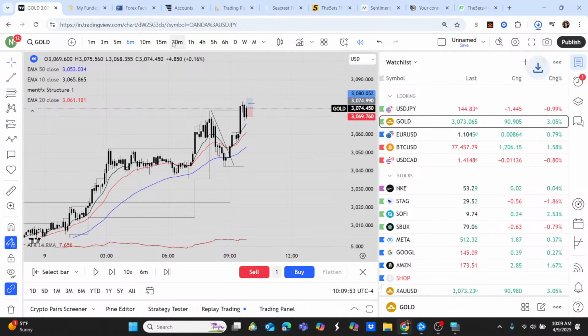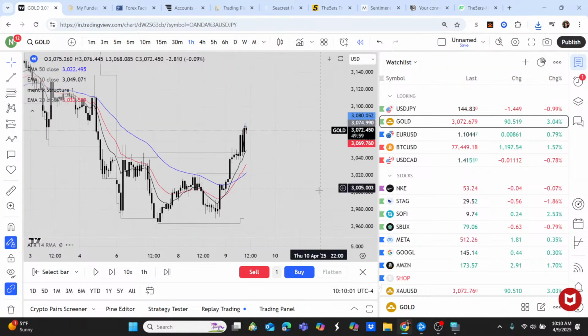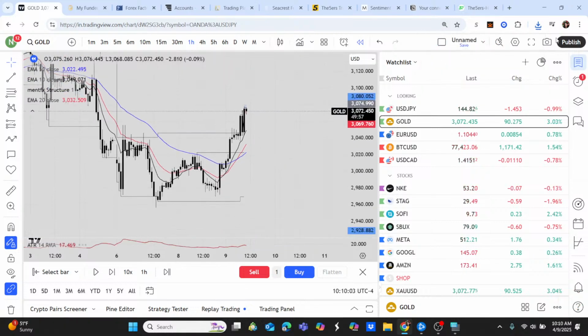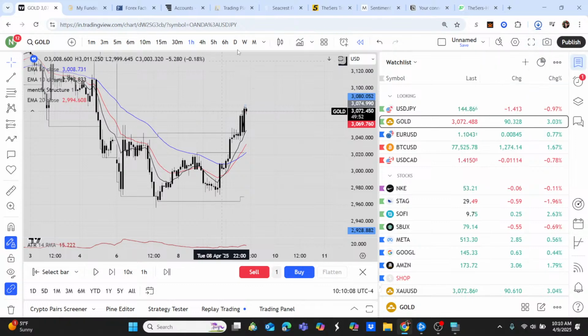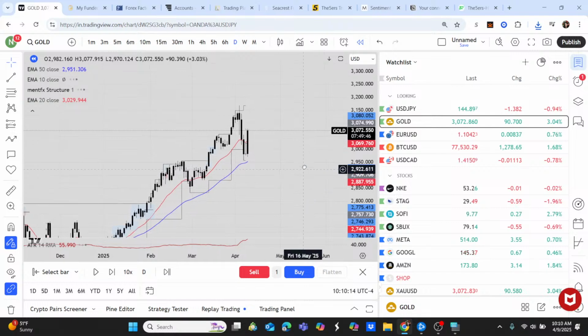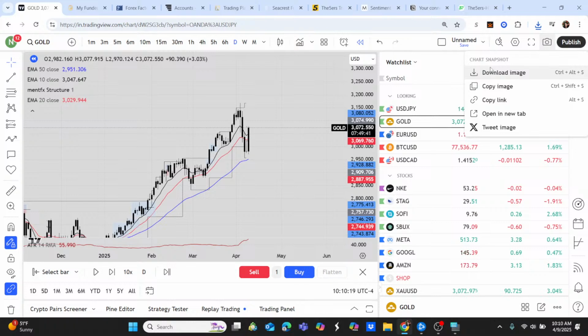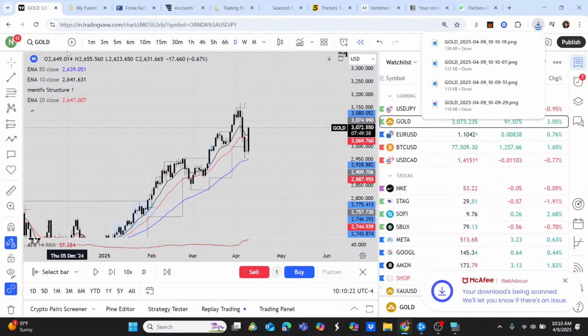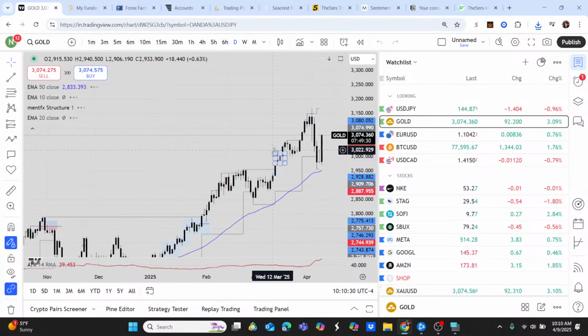Download image. I'm going to 1 hour right here. And since it's such a low time frame, I'm gonna take one more photo of the daily so you can see, okay, the overall picture was bullish. There we go. So those are the images I'm gonna take for that, and then I'm gonna exit out of bar replay mode right here, just like that.